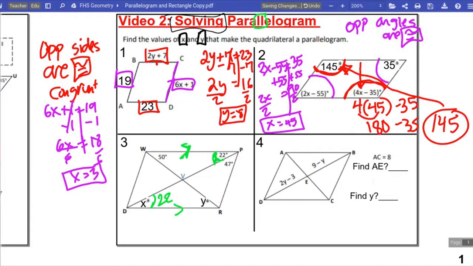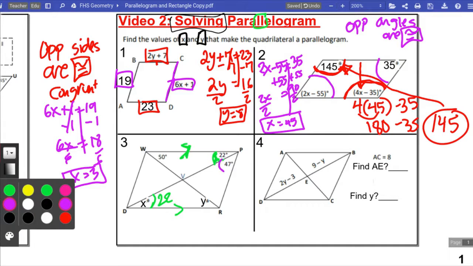So I already covered x. Next, if you say that this is 47, then 47 needs to be here as well. You with me? Let's look at the 50 over there. If this is 50, because that's parallel to this line, then y has to be 50 as well. That's pretty much it for number 3. Let's look at number 4.